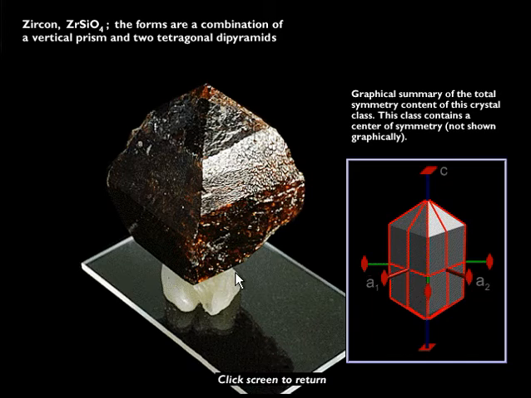Here we have very nicely shaped zircon crystals. The forms are a combination of a vertical prism and two tetragonal dipyramids. Here you can see the tetragonal dipyramids. Graphical summary of the total symmetry contained in this crystal class. This class contains symmetry not shown graphically.